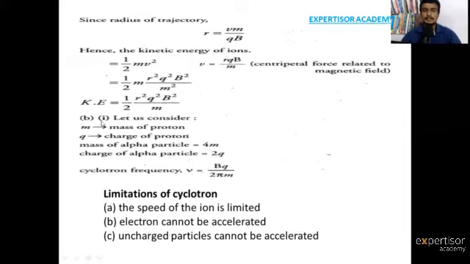Okay? So this is the kinetic energy of the particle inside the cyclotron, and also the cyclotron's frequency. I mean the frequency of the particle which is inside the cyclotron. That frequency mu is equal to Bq divided by 2 pi m.